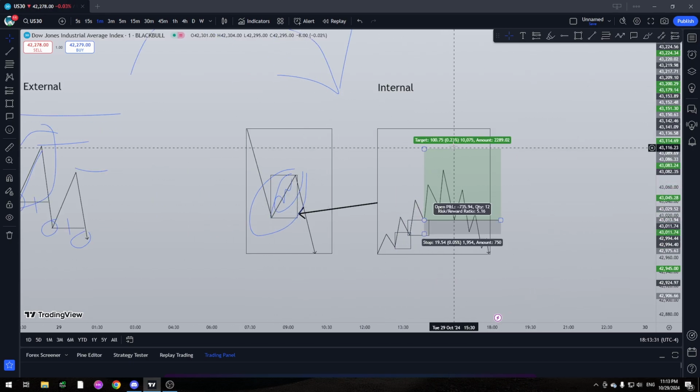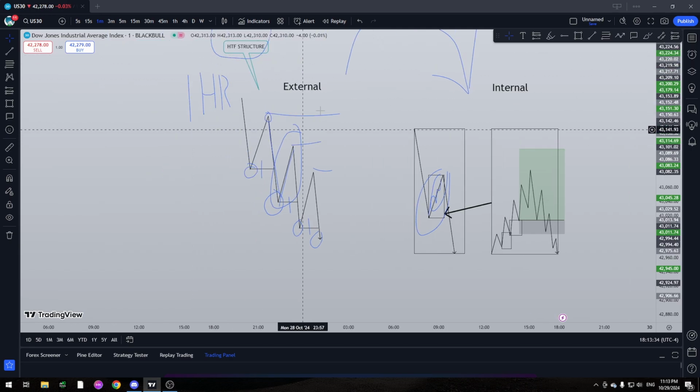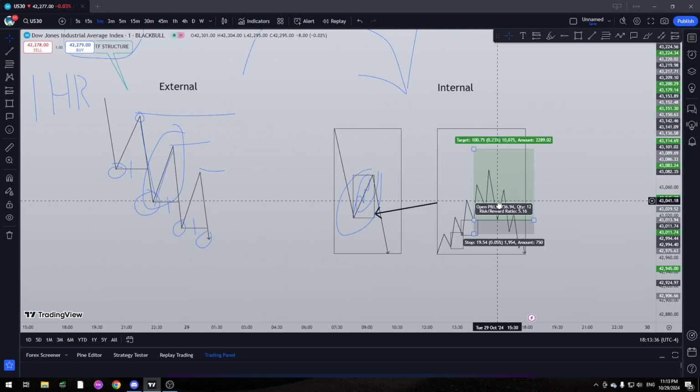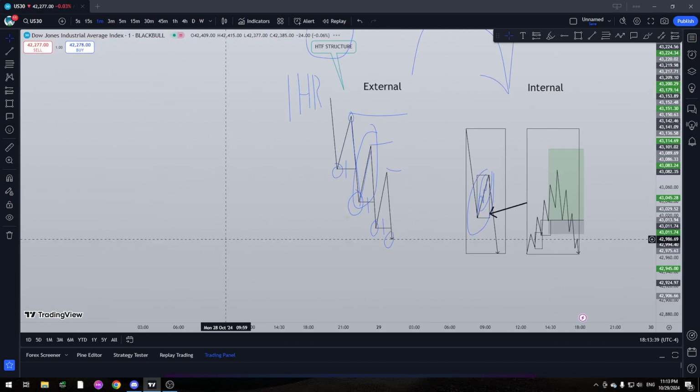So how do you identify internal structure? How do you identify external structure? How do you know which is which? We're going to explain it in this video today.